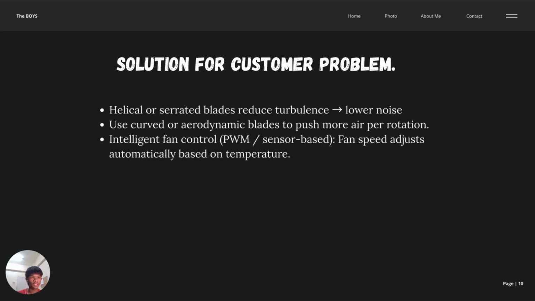The third one is applying an intelligent fan control or PWM, also known as sensor-based. The fan speed will adjust automatically based on the temperature itself. So we're going to put a sensor on the copper plate to detect the temperature of our laptop or any device that is compatible with our fan, and it's going to adjust based on the temperature. It means the higher the temperature, the faster the fan is going to spin and rotate for more heat release, so it's better.